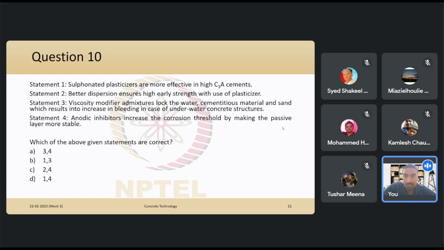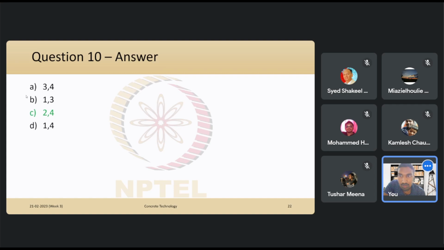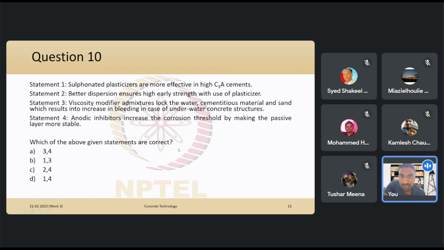I think we can look at the correct option now. Okay, so the right option is option C, 2 and 4. Probably those who selected B did it in a hurry, because it is the opposite of the right answer. 1 and 3 are the incorrect statements and 2 and 4 are the correct statements. Probably you didn't read the question correctly. It is asking to pick the correct statements. So 2 and 4 are the right statements, 1 and 3 are incorrect. Let us see why those are right, and why 1 and 3 are wrong.